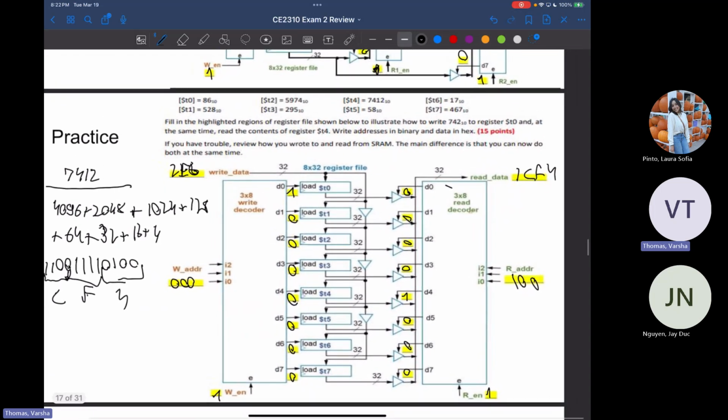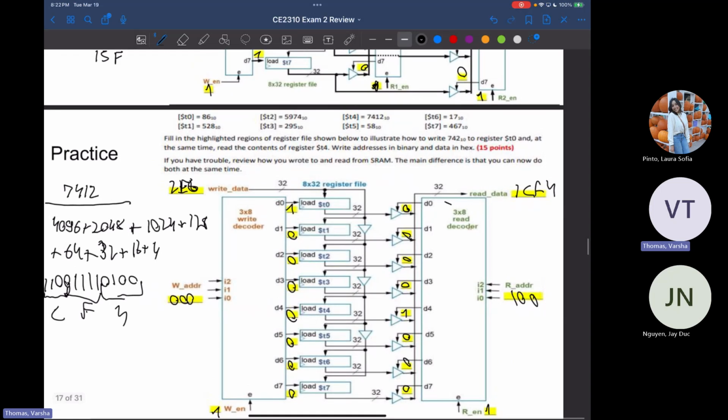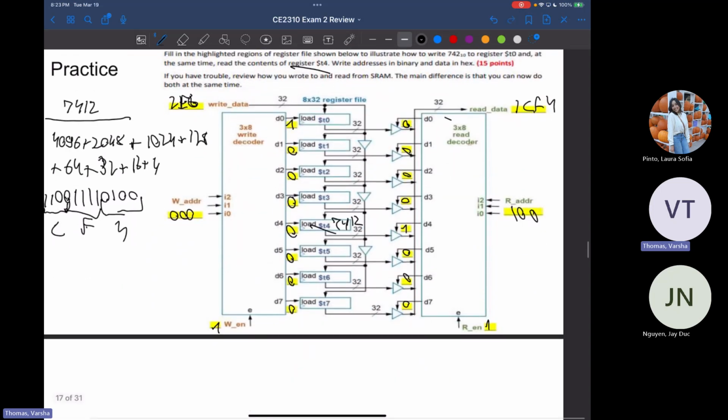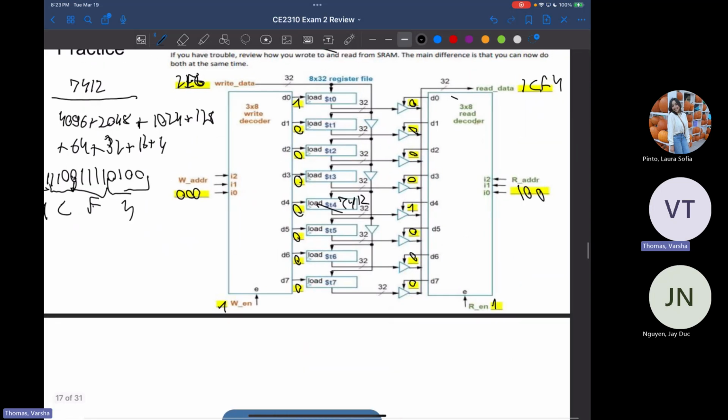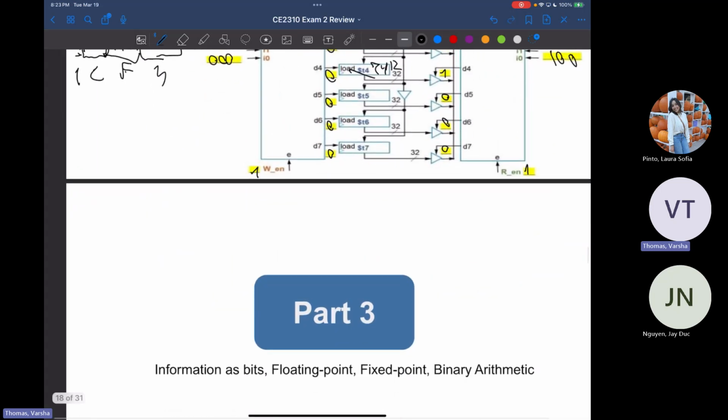You could write the read number into T4 if you want. So it'd be 7,412. But that's up to you. And we're gonna start part 3 now with Varsha.